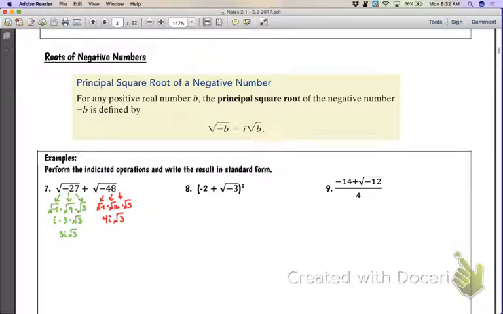Now we can just add everything together. 3i plus 4i, 7i times the square root of 3. Remember, you can only combine if the square roots are the same.